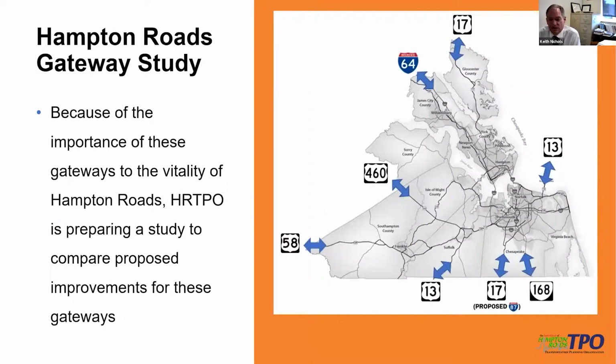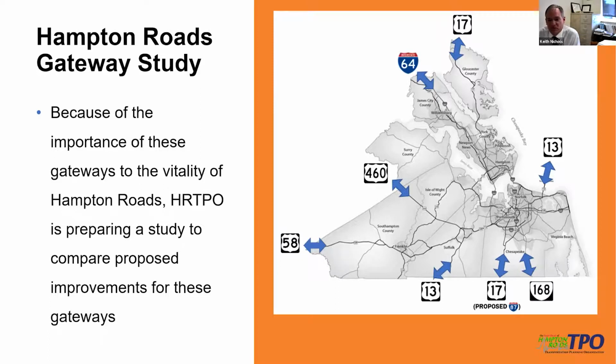The last of the OD analyses I wanted to describe today has to do with a study that's ongoing, which is the Hampton Roads Gateway study. Many people in our region like to refer to Hampton Roads as a cul-de-sac. I-64 is the only interstate access to and from the region, and it ends in our region.